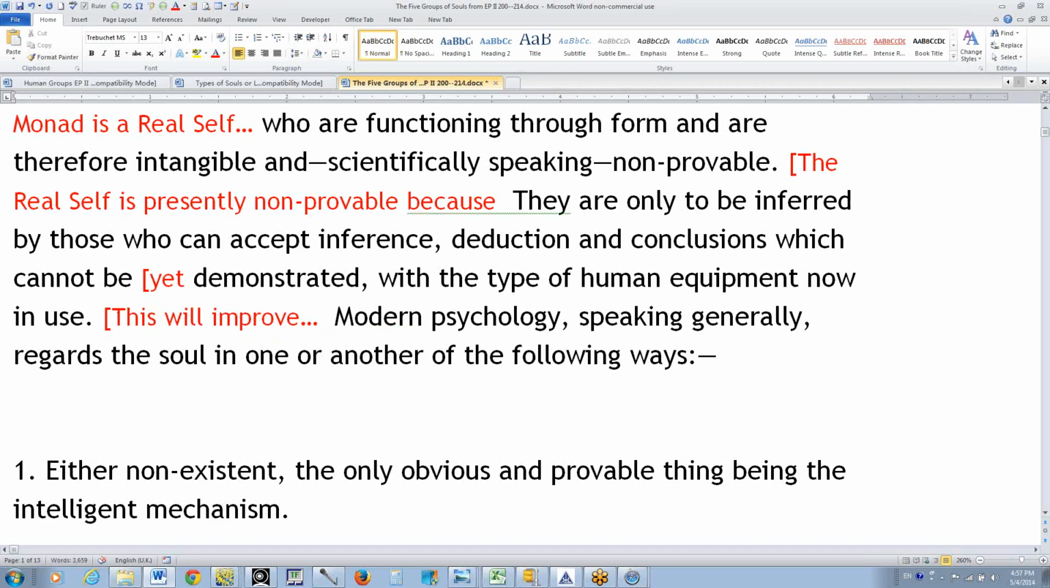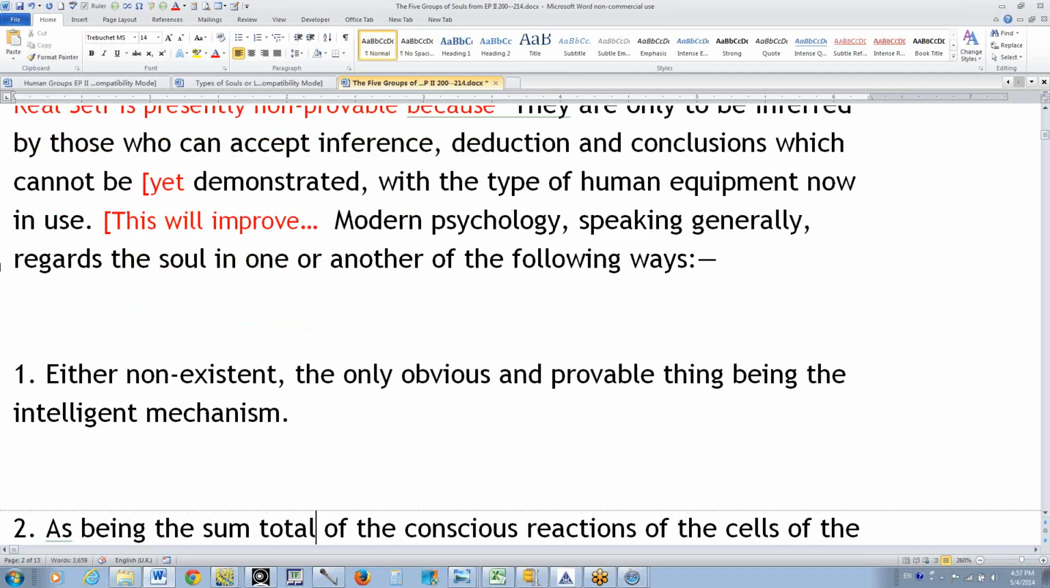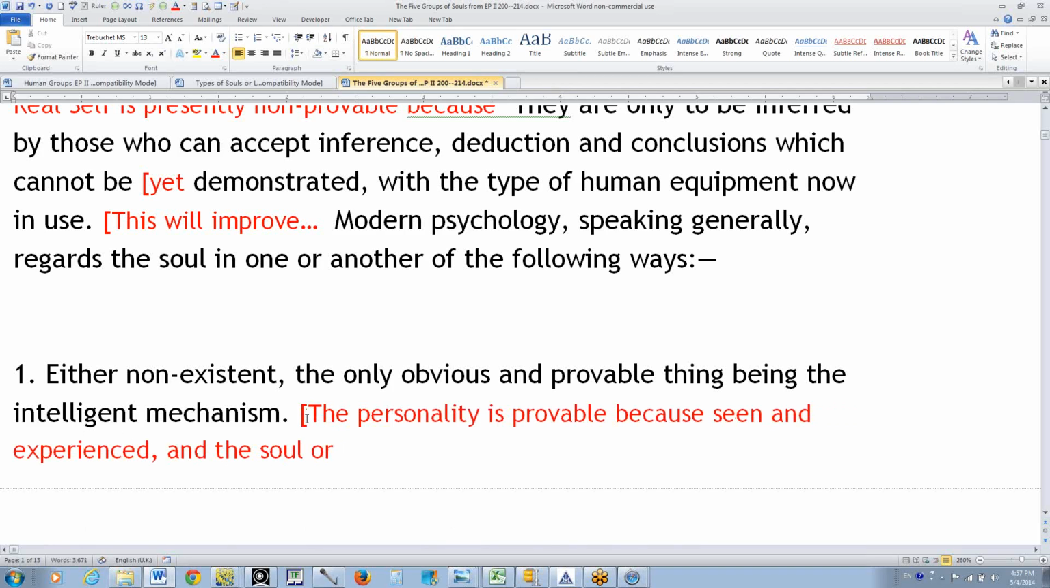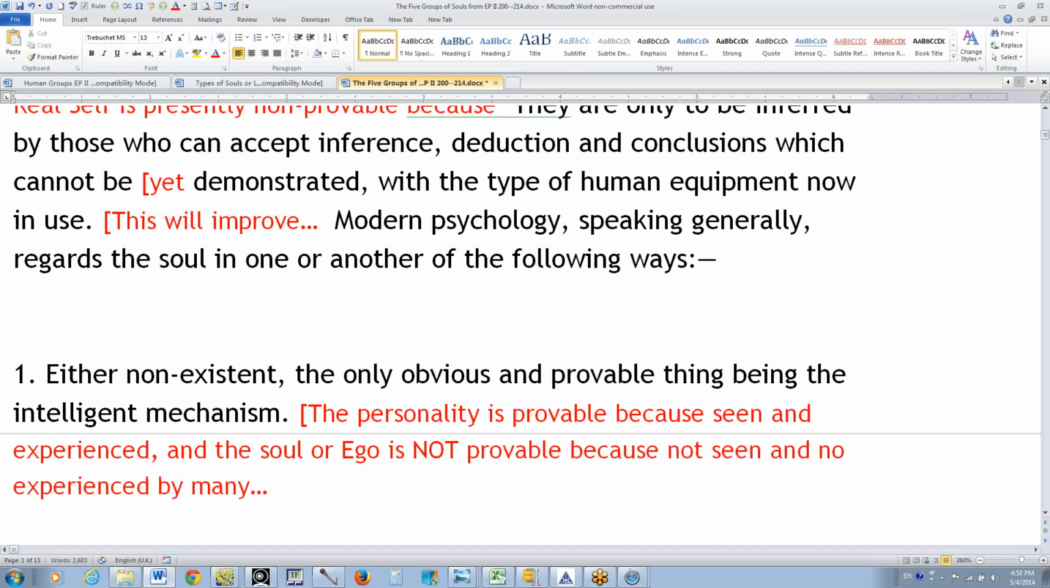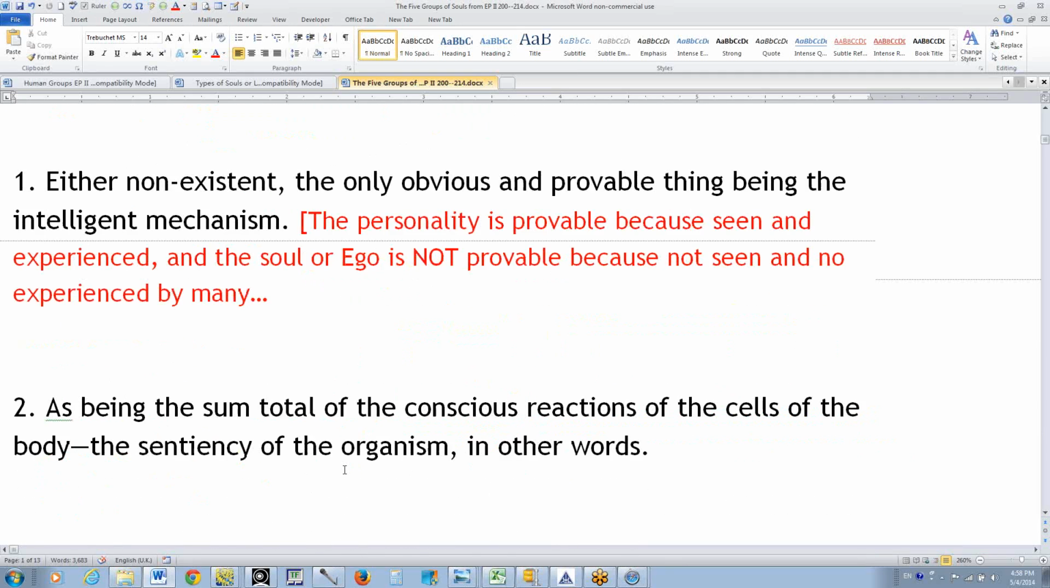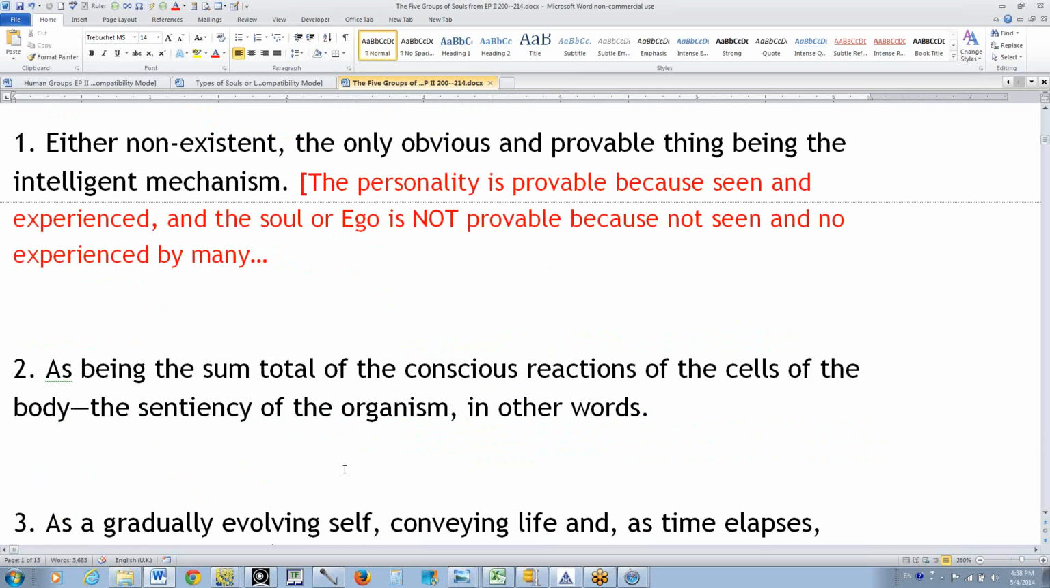Modern psychology, speaking generally, regards the soul in one or another of the following ways, either as non-existent, the only obvious and provable thing being the intelligent mechanism. The personality is provable because seen and experienced, and the soul, or ego, is not provable because not seen and not experienced by many. At least the majority of human beings are not yet in a position that they experience the soul, at least not in a conscious and easily recognizable way. So modern psychology considers the soul maybe non-existent, or as being the sum total of conscious reactions of the cells of the body, the sentiency of the organism, in other words.